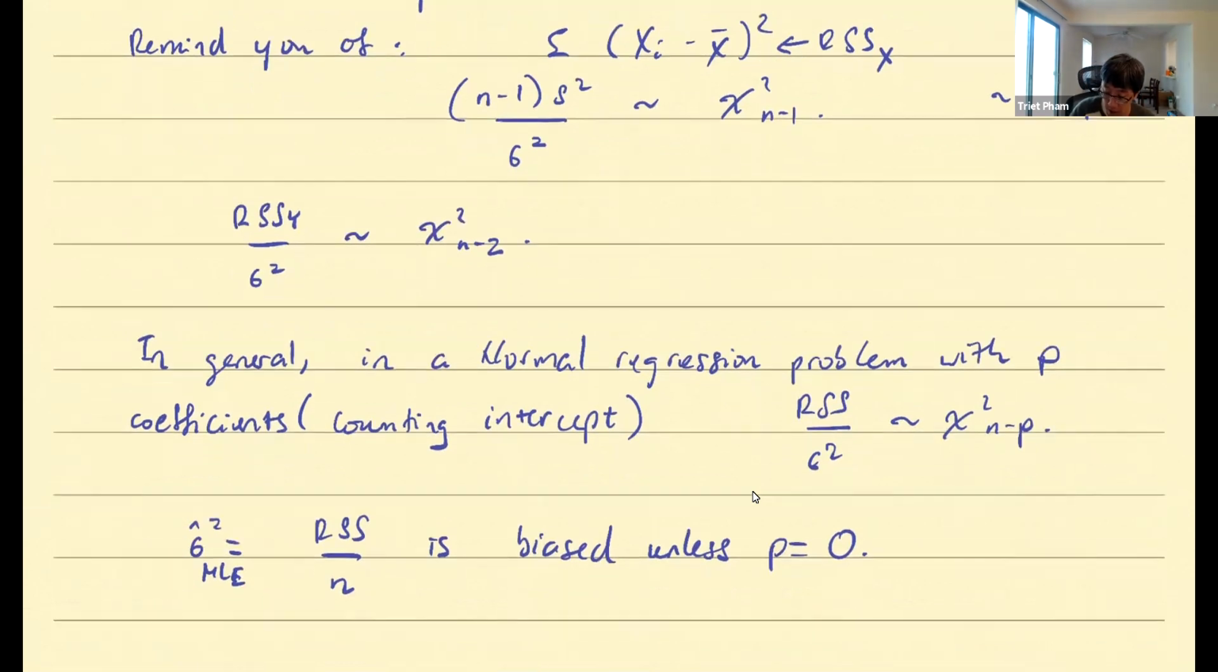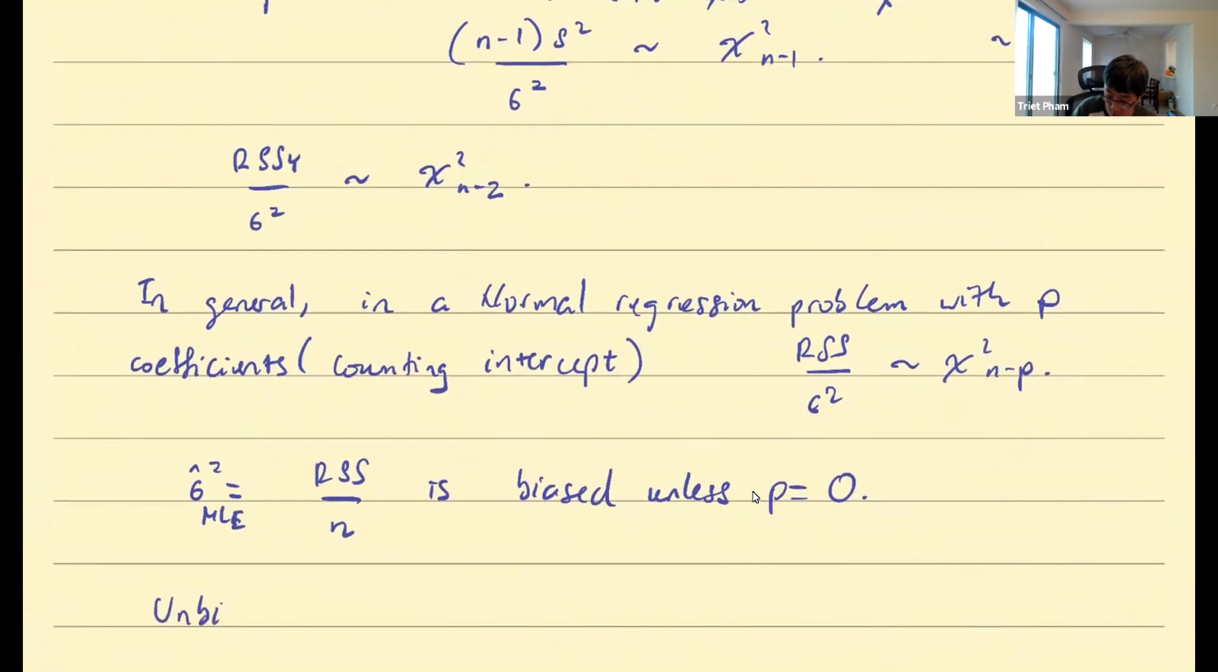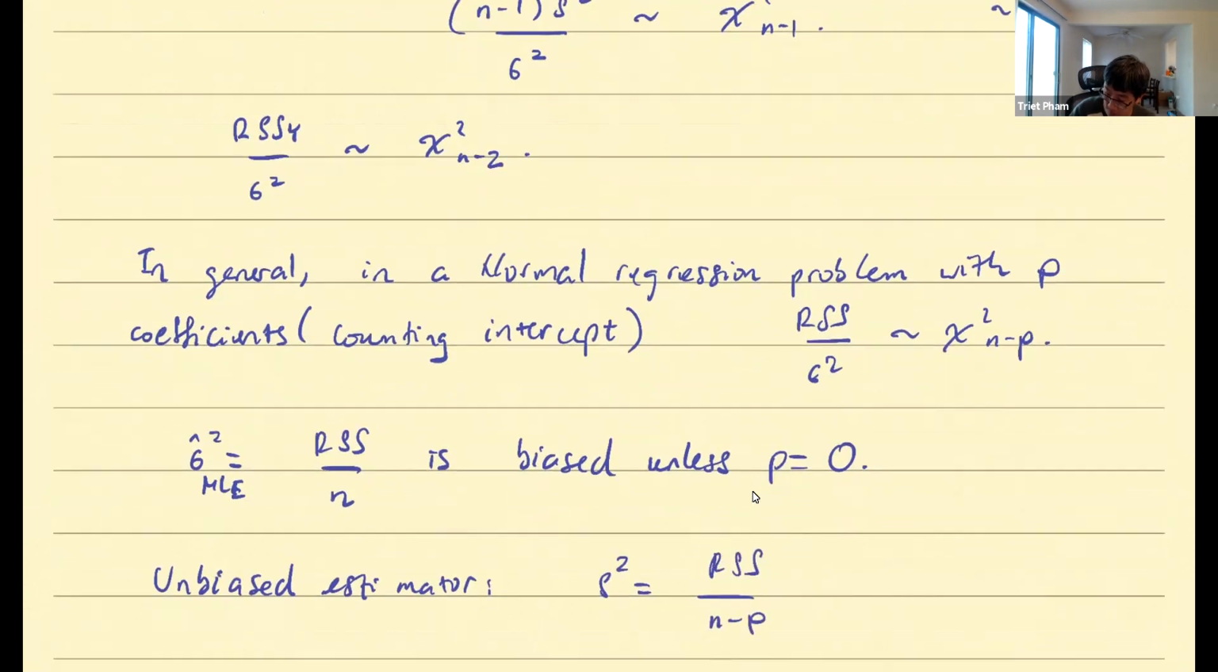So the unbiased estimator depends on what notation you use, but I'll stick to S square. S square will be RSS divided by n minus p in general. Is that okay? Any question?